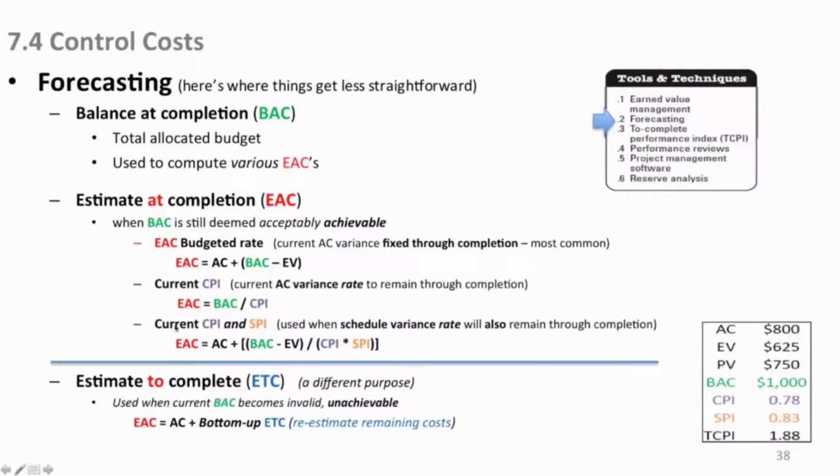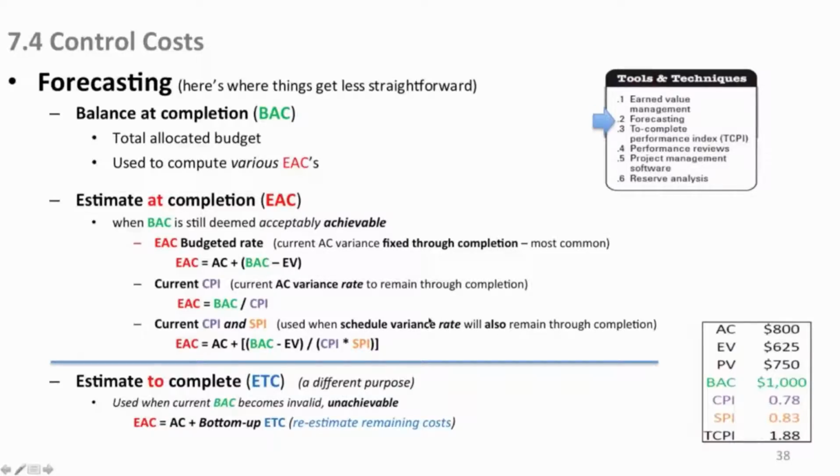Okay? Now, there's another option, and that's you can take the current cost performance index and your current schedule performance index. You can use those in a formula to determine where you're going to be at the end of the job. So CPI and SPI are used when the schedule variance rate will also remain through completion. Now this is very common too.